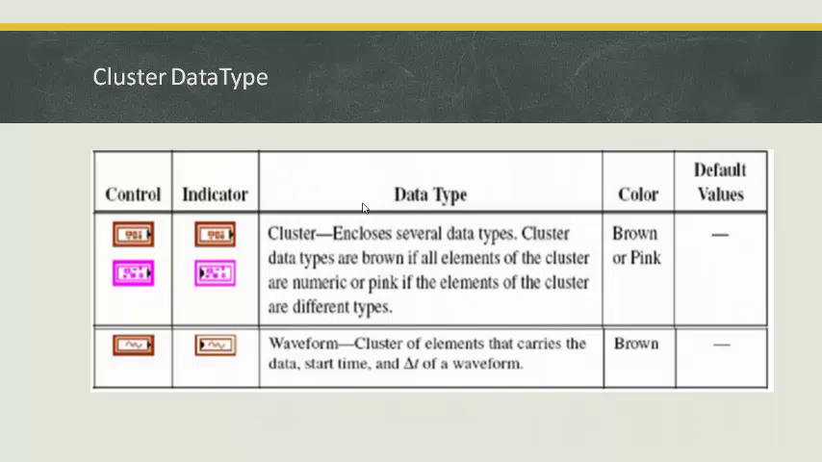As we had a glimpse about the cluster data type, now we will see the representation of a control and an indicator. These are the symbols, which are enclosed. The brown color indicates numeric data type, and pink color indicates the several data types in a particular cluster. Then coming to the second row, waveform. When a cluster is connected to a waveform indicator, we will find the respective icon in the LabVIEW block diagram.